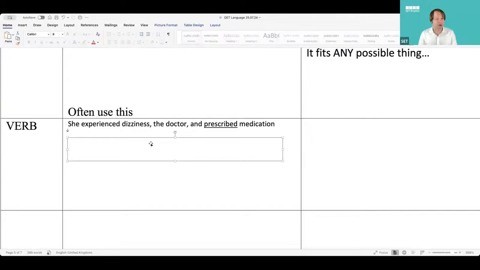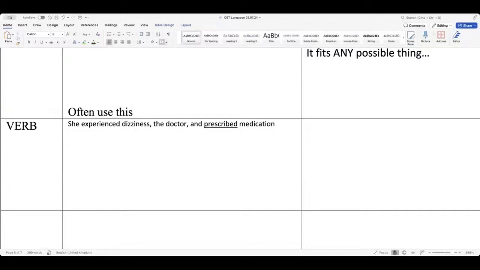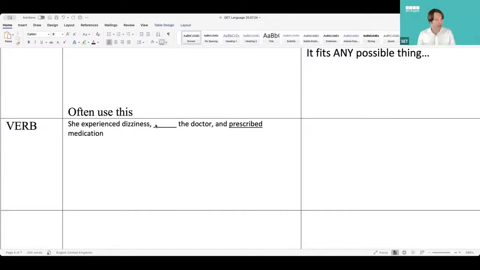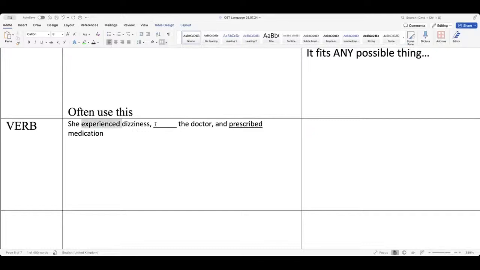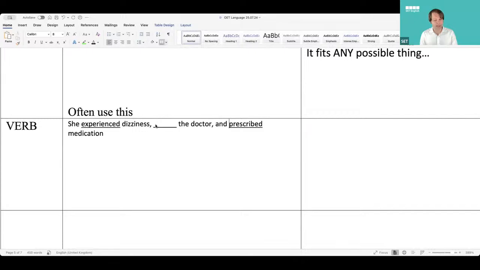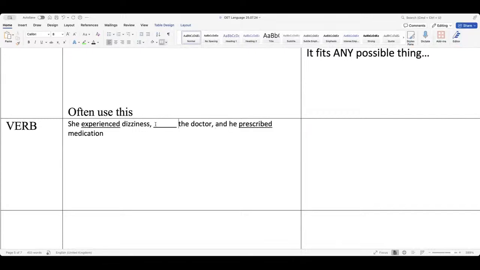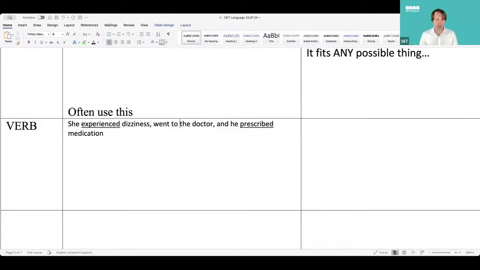Okay, so is that correct? No. What do we need? Maybe the doctor prescribed medication. You could say that. I like that. But can I put a word here? Anyone help her? She experienced dizziness, something to the doctor, and we could say he prescribed medication. Went to the doctor. Went to. Okay, so what is happening here?